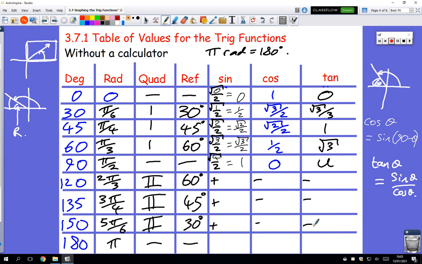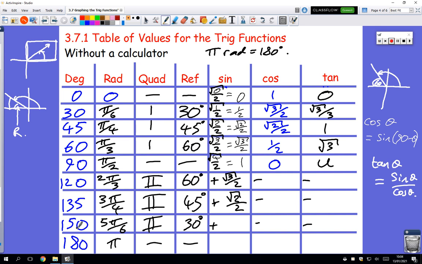Sine of 120 will be equal to the sine, positive the sine of its reference angle. Sine of 60 up here, the sine of 60 is root 3 over 2, so that's going to be positive root 3 over 2. Sine of 135 in quadrant 2, so it's positive, and it's going to be positive the sine of the reference angle 45. Back up here, sine of 45, you remember, was root 2 over 2, so it's positive root 2 over 2.